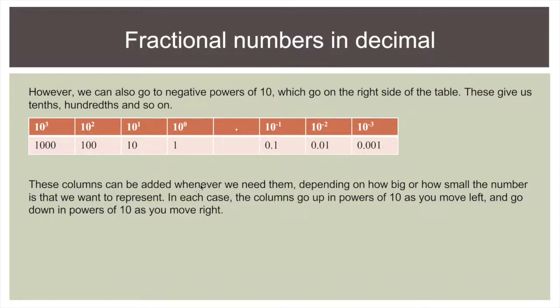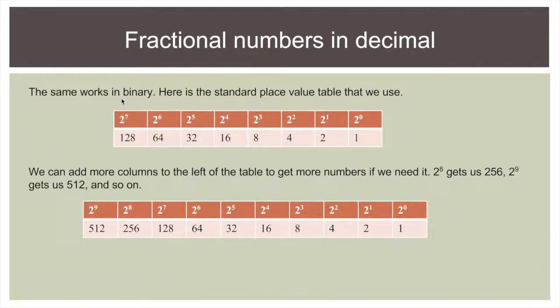These columns can be added whenever we need them, depending on how big or how small the number is that we want to represent. In each case, the numbers go up in powers of 10 as you move to the left, and they go down in powers of 10 as they move to the right. And this works the same in binary.